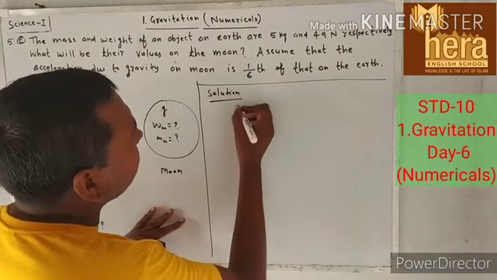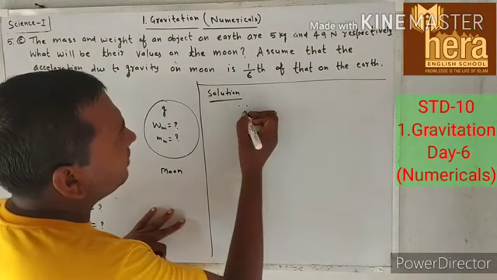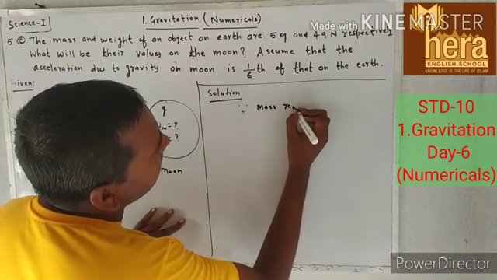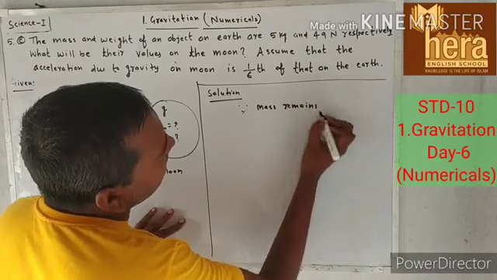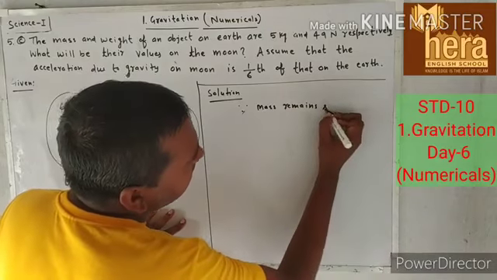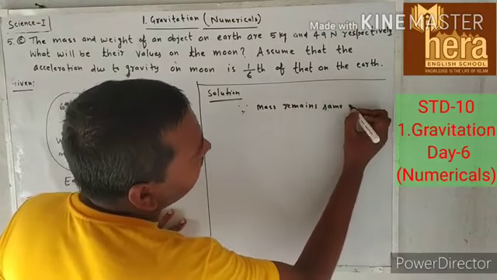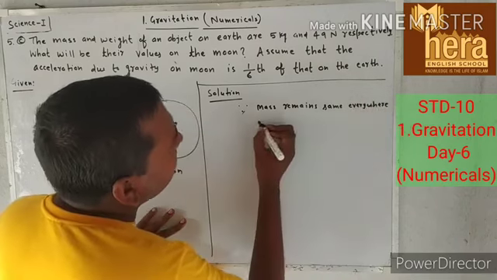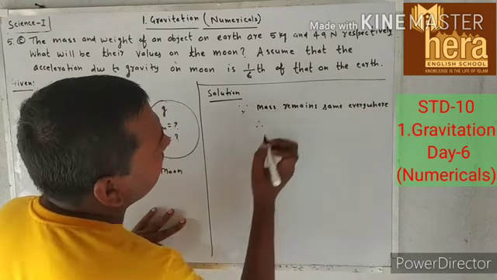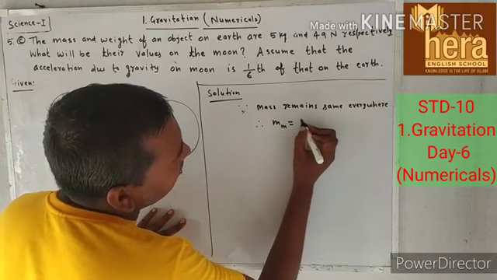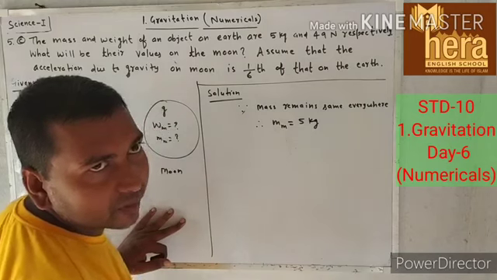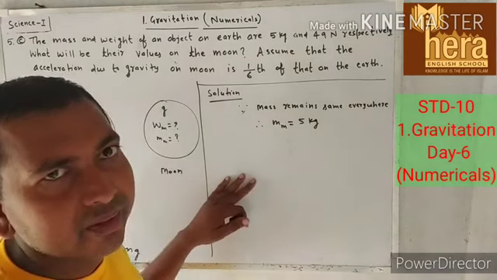Solution. Since mass remains the same everywhere, therefore mass on the surface of moon is equal to how much? 5 kilogram. Okay, but weight will be different and that we have to find.